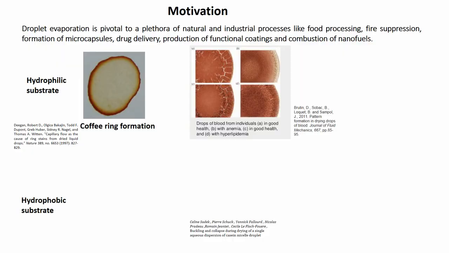First and foremost, one of the big areas in which droplets can be important, as you will see in the presentation, is what we call the sessile droplet. The sessile droplet is pivotal to a plethora of natural and industrial processes like food processing, fire suppression, drug delivery, functional coatings, and combustion of nanofuels, everywhere.